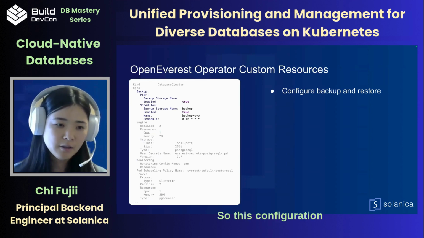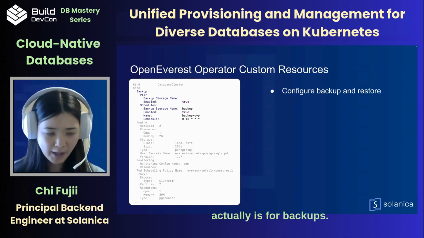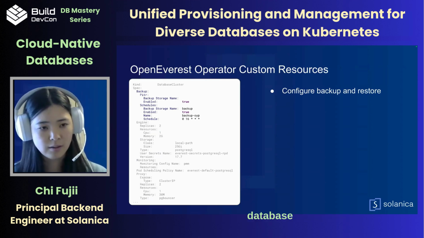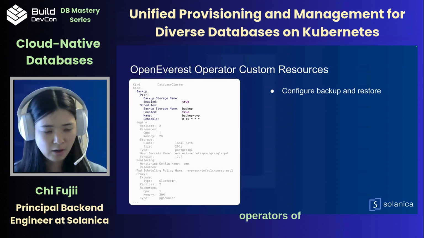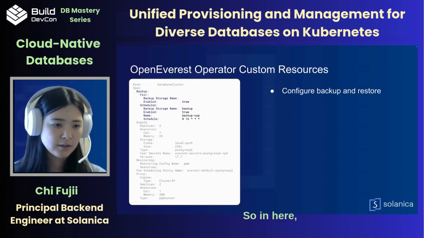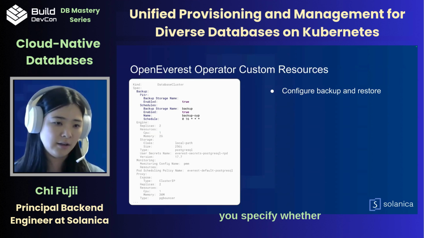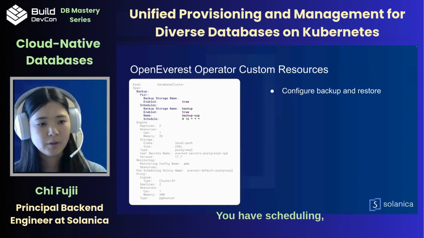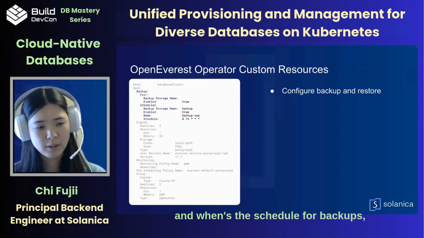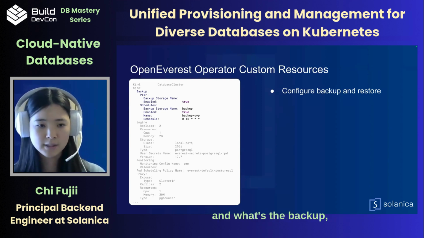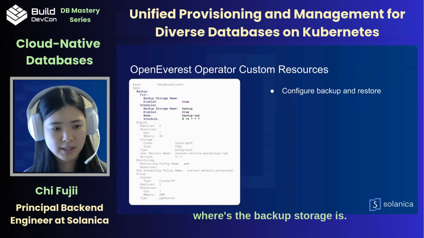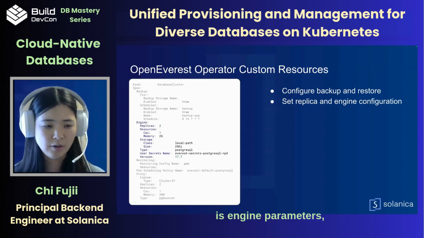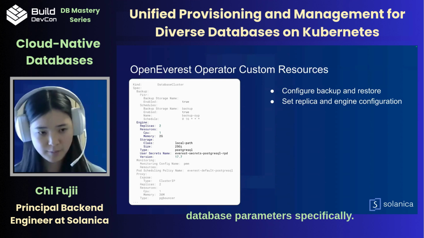So this configuration actually is for backups. It can be applied to all supported database operators of OpenEverest. So in here, you specify whether point-in-time recovery is enabled. You have scheduling, when the schedules for backups are, and where the backup storage is. And another thing you define is engine parameters, database parameters specifically.